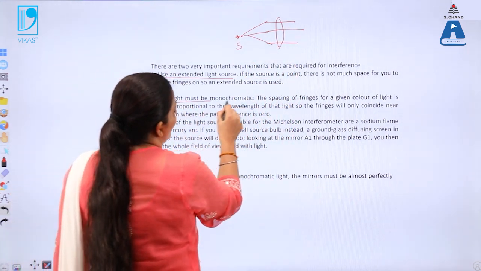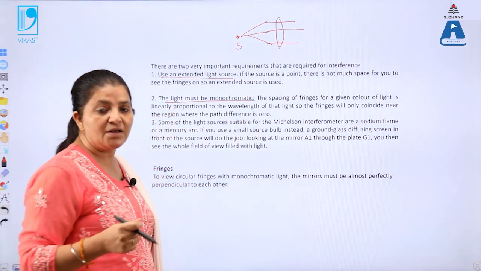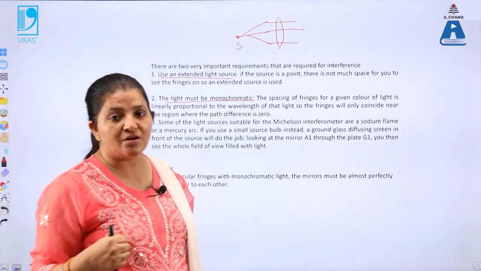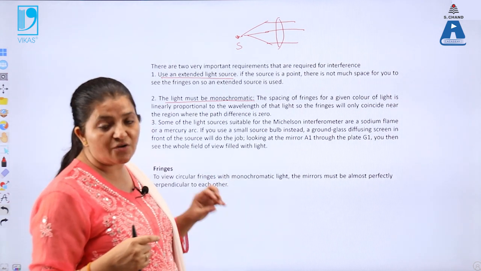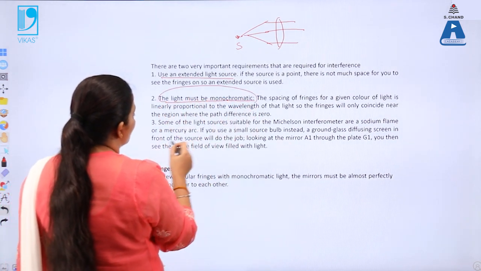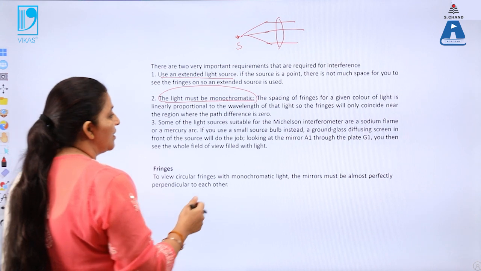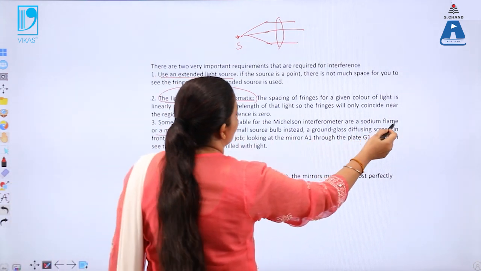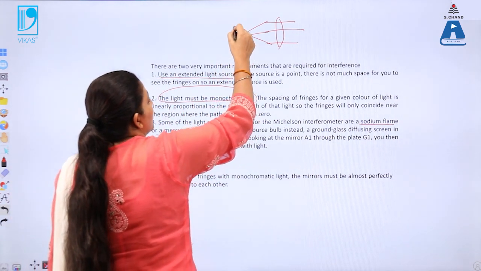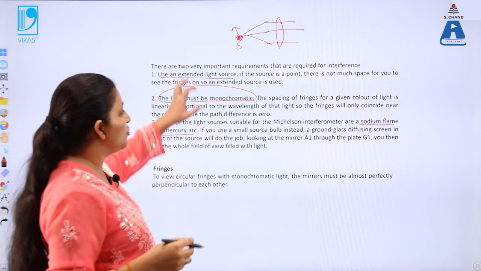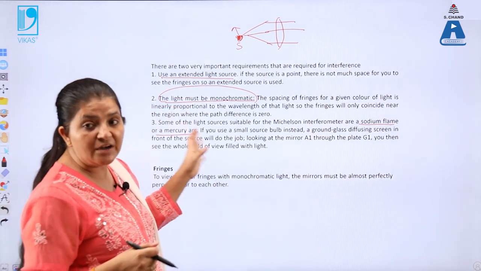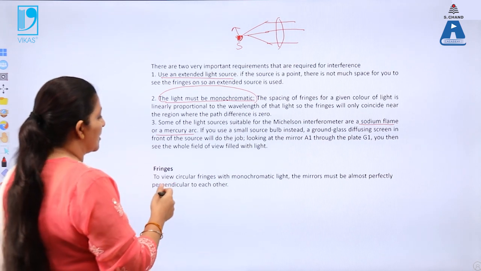Next, the light must be monochromatic. We know that in order to get the proper position of fringes, the bright and dark fringes which get formed over here, that means in order to get proper positions of maxima and minima, monochromatic light will be used. And the sources which are suitable for the Michelson interferometer are the mercury lamp and sodium lamp. The mercury arc lamp can be used in order to get the proper interference pattern on the screen. So that can be formed.